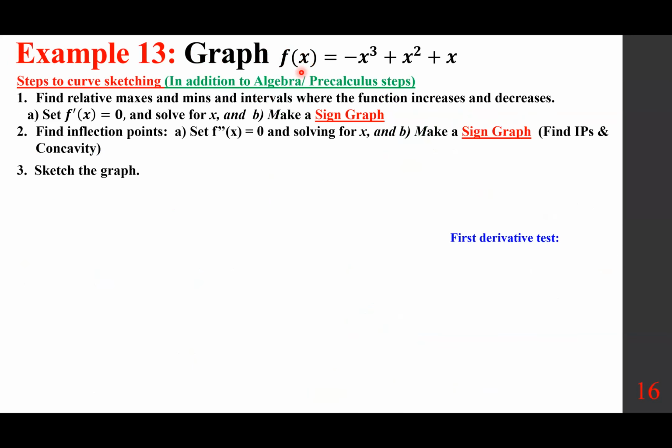We want to graph this function, f of x equals -x cubed plus x squared plus x. And the steps are, in addition to algebra and pre-calculus steps, find relative extrema by finding f prime, setting it equal to 0, doing a sign graph. Find inflection points by finding f double prime, setting it equal to 0, doing a sign graph, and sketch the graph. So what I want to show you is reminding you of the pre-calculus stuff.